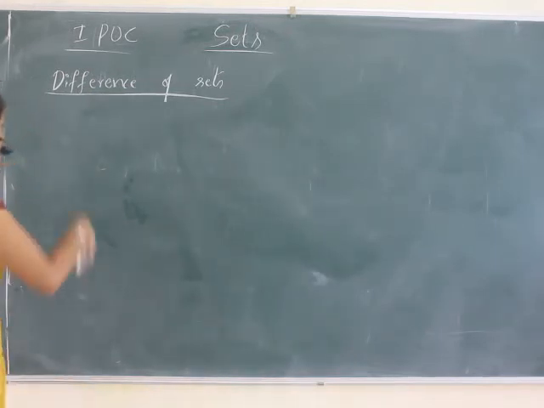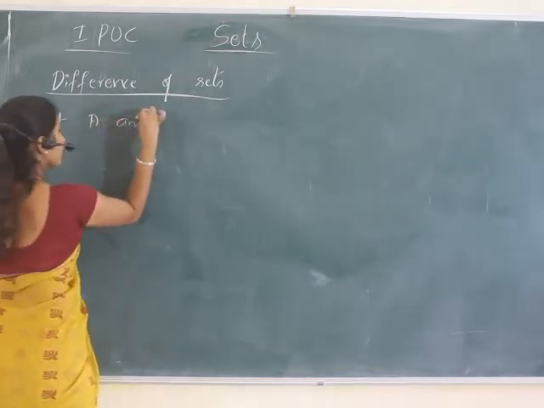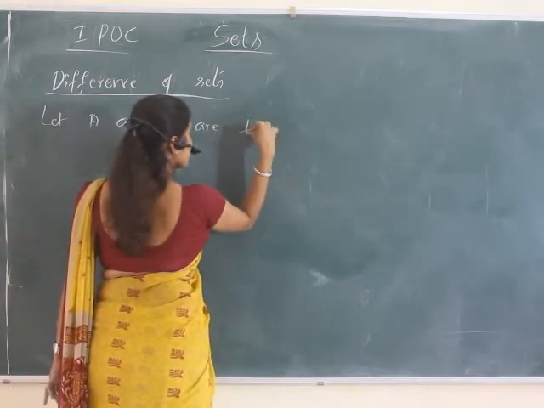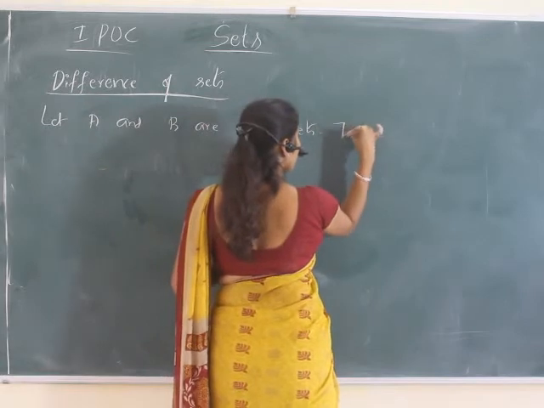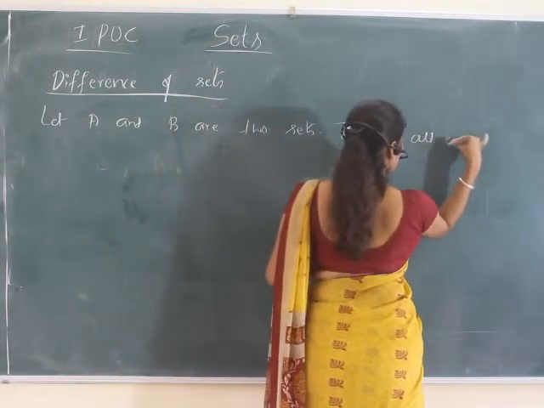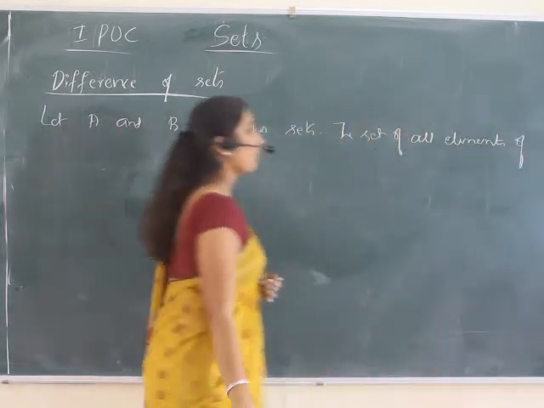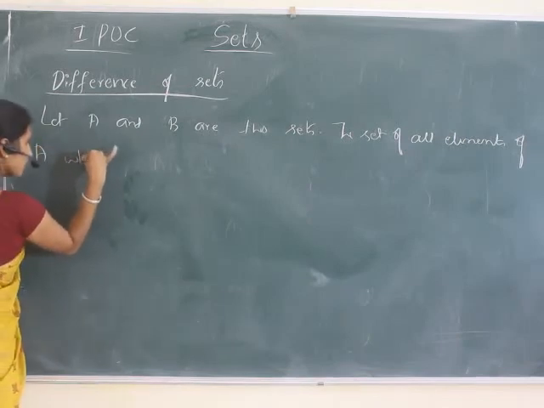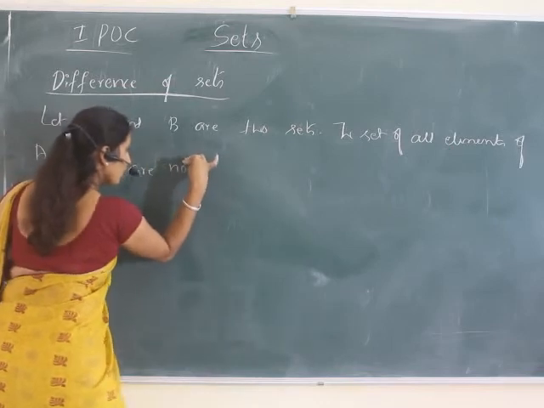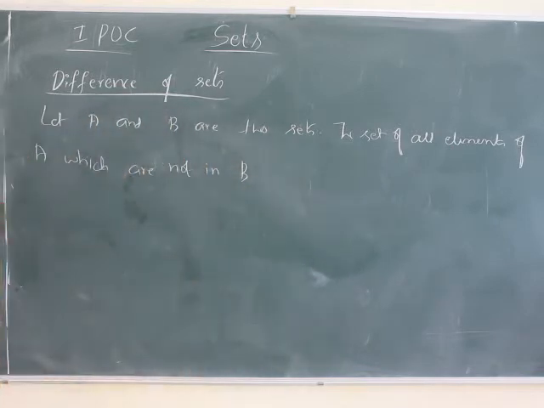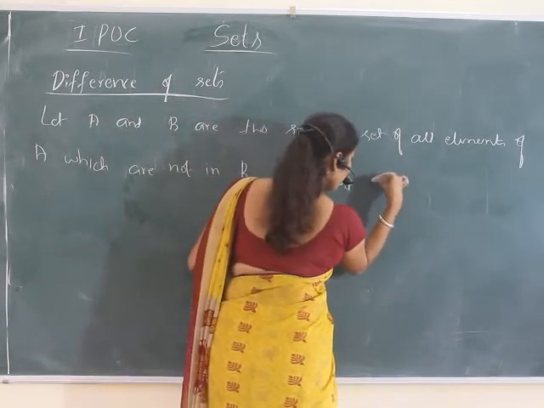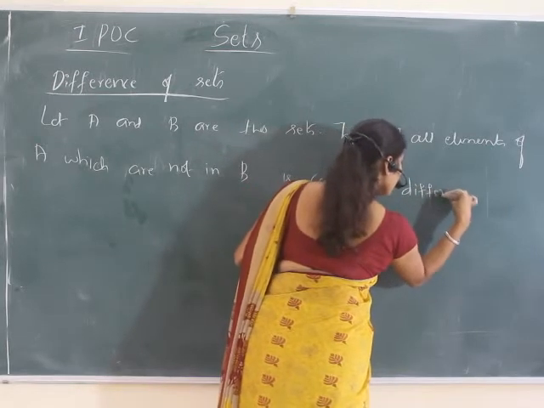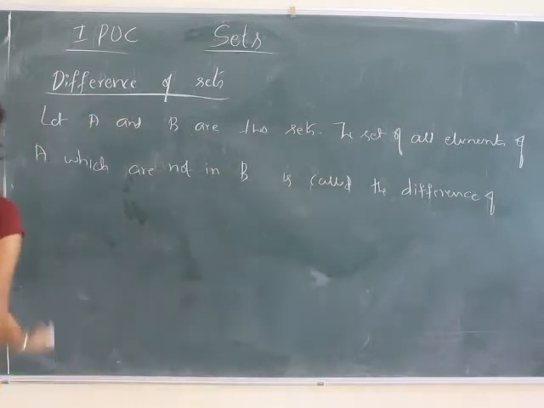Let A and B be two sets. The set of all elements of A which are not in B is called the difference of A in B. Difference of A in B.